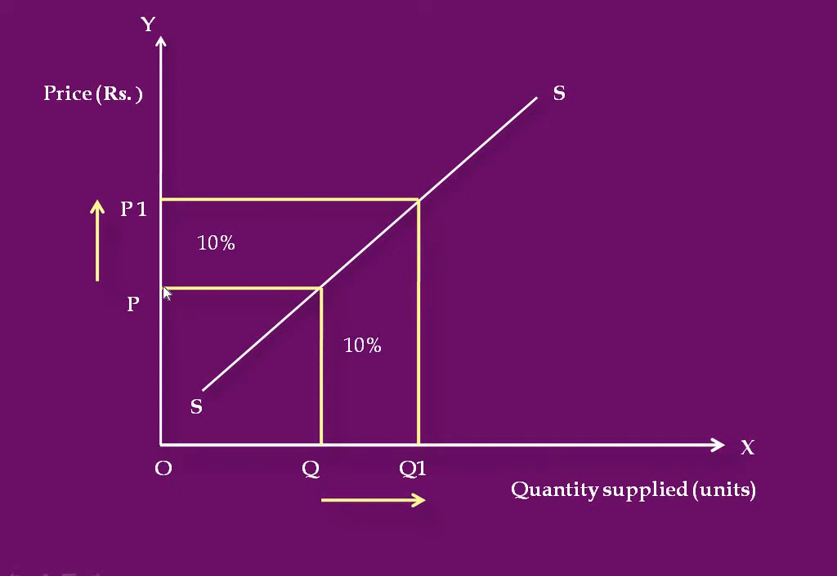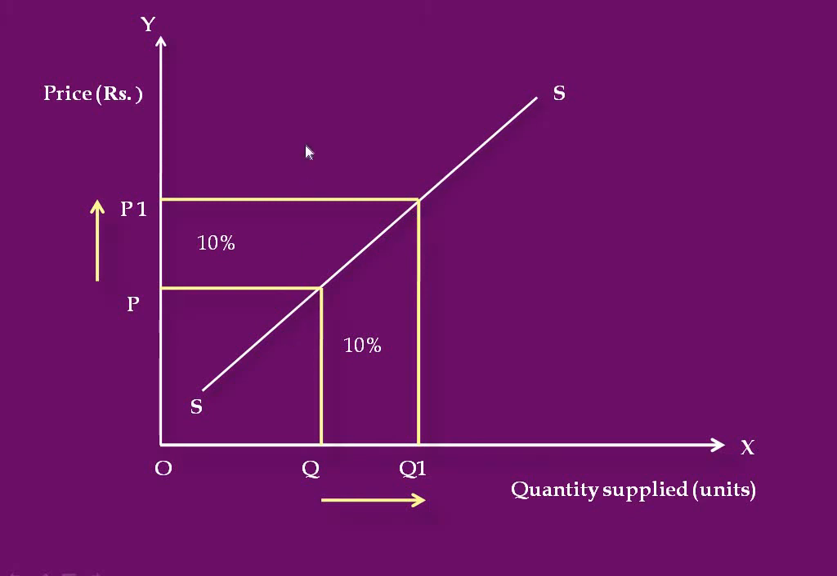Now have a look at this length. Do you find this length, that is the change in price, and this length, the change in quantity, are both the lengths the same? Yes, definitely. Now this equality comes only because your supply curve is like a 45-degree line.